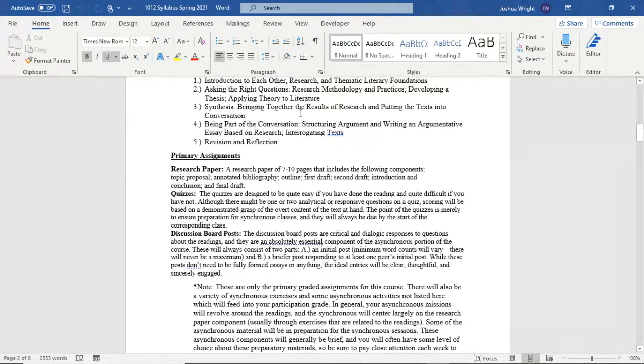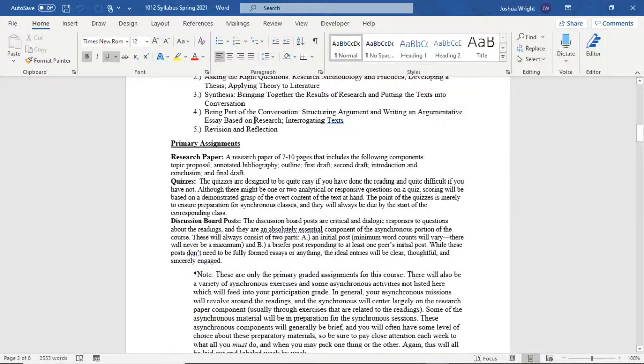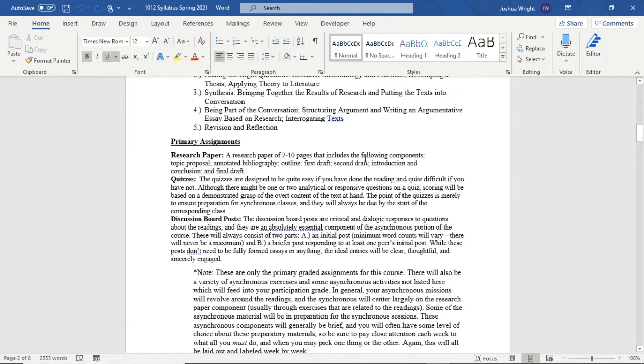The third part is synthesis, in which you will begin to bring together the results of research, and we'll be looking at how the texts interact with one another within the conceptual framework and beyond. And then we'll be talking about being part of the conversation, structuring argument, and writing an argumentative essay based on research, interrogating text. And what I mean by being part of the conversation is really to stress the importance of that: when you are writing a research paper of this sort, when you are putting forth an argument, you're taking part in a conversation that's already happening. So you are interacting with texts, with other voices that are already in existence, right? Your research paper does not exist in a void.